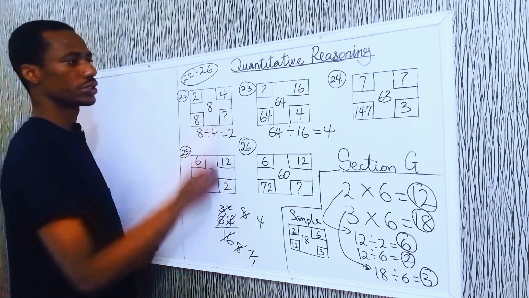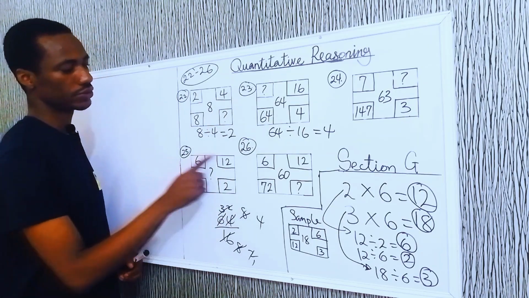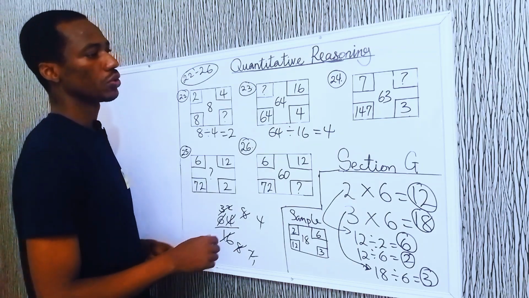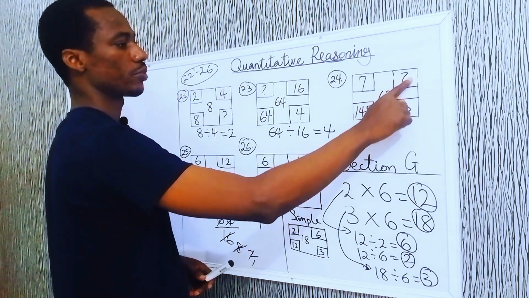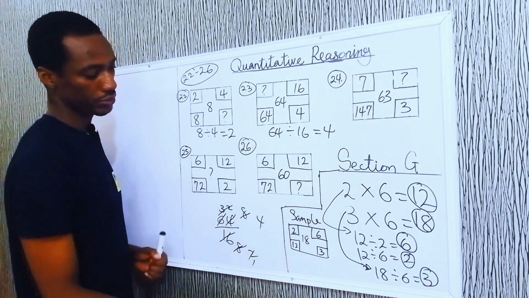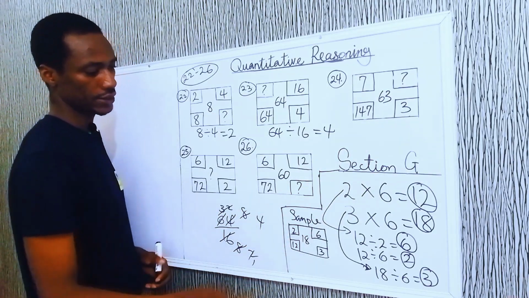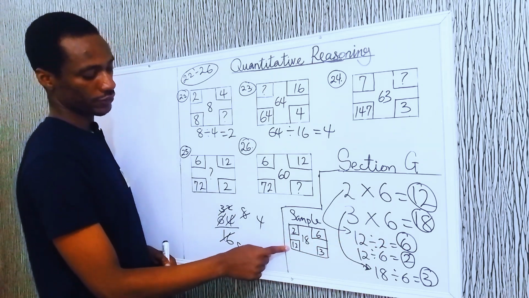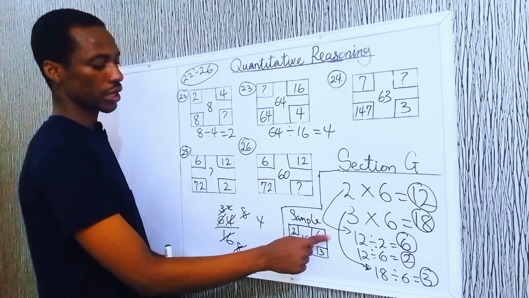All right, this will be the last one I'll do, and I'll leave number 25 and 26 for you to tackle. All right, so now we have the spot missing. That's the part of 6 in our sample. How did you get the 6? All right, we did 12 divided by 2. 12 divided by 2, that gives us 6.